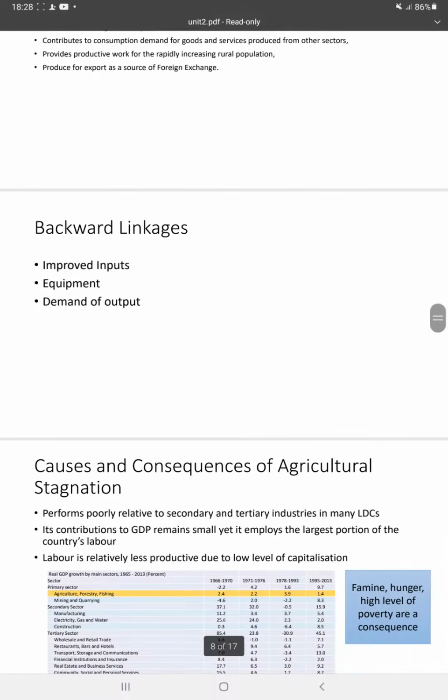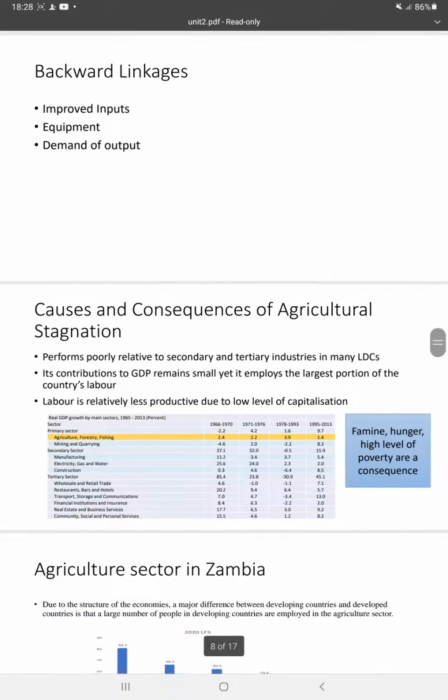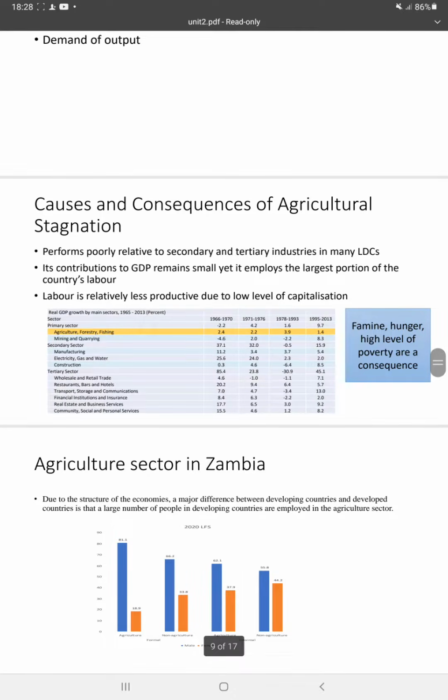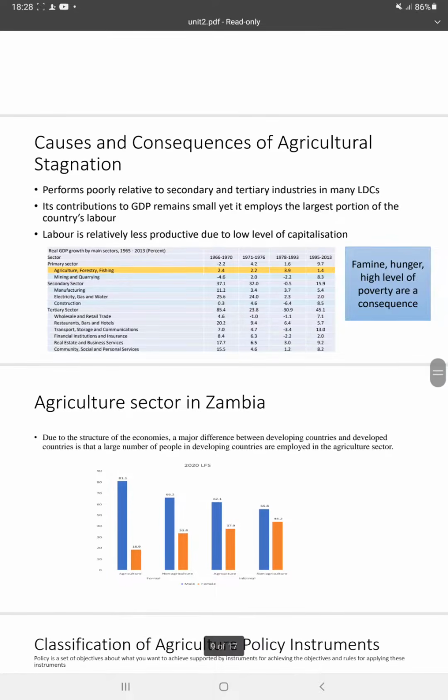But what are some of the backward linkages? Improved imports, equipment, demand of output. Let's look at some of the causes and consequences of agricultural stagnation. What are some of the causes? What could be some of the consequences of agricultural stagnation? Number one, it performs poorly relative to secondary and tertiary industries in many lower developing countries.